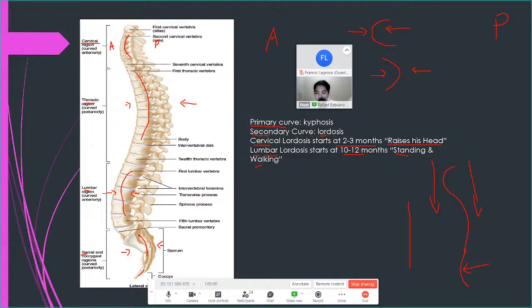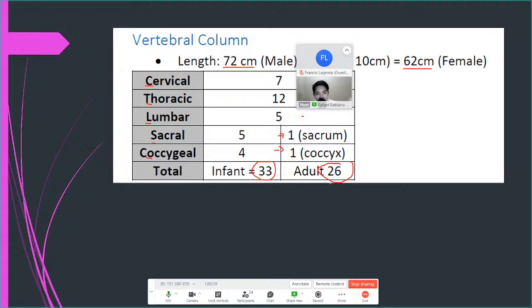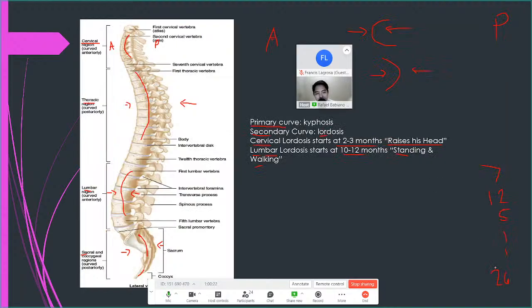So that's your vertebra. You have to take note: 7, 12, 5, 1, 1 for adults. So that's 26, right? Am I right? 7, 12, 5, 1. Yes, sir, yes, 26. So 26 bones in your vertebra. You can see them one by one. 1, 2, 3, 4, 5, 6, 7. You can count them.